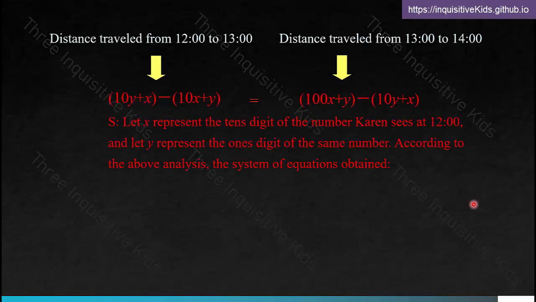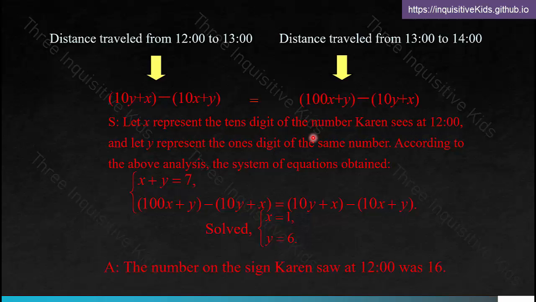So here's the solution. Let x represent the tens digit of the number Karen sees at 12 p.m. and let y represent the ones digit of the same number. According to the above analysis, the system of equations obtained is x plus y is equal to 7, because we know that the digit sum of x and y is 7. And we also know that this is equal to this. Solved, x is equal to 1, y is equal to 6. So the final answer is the number on the sign Karen saw at 12 p.m. was 16.